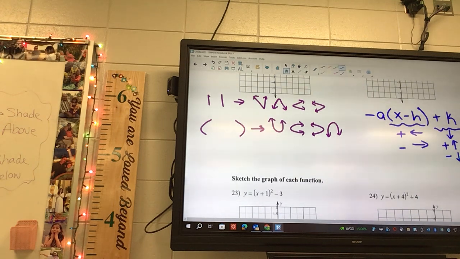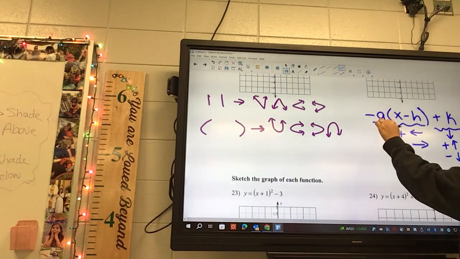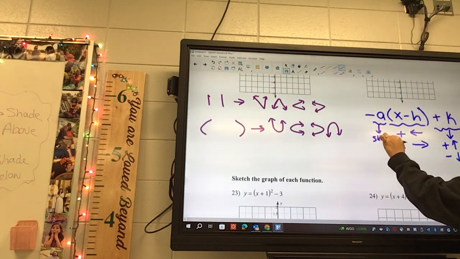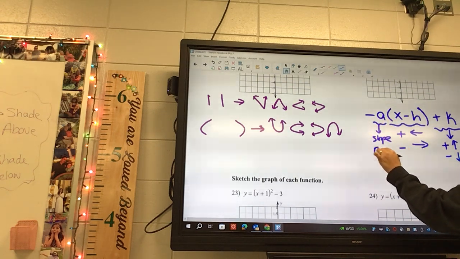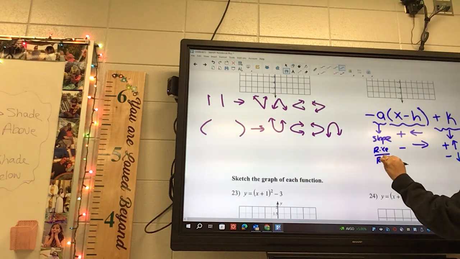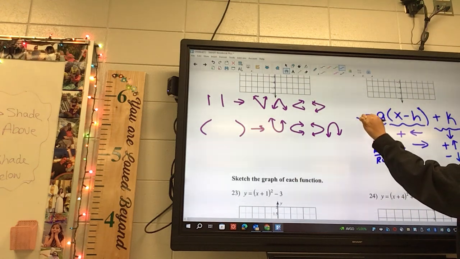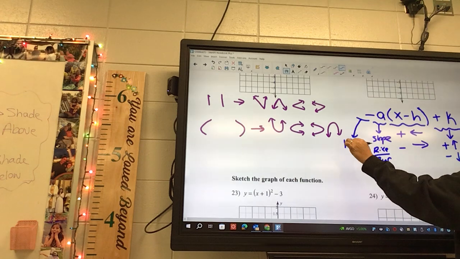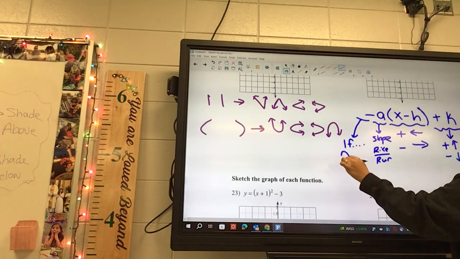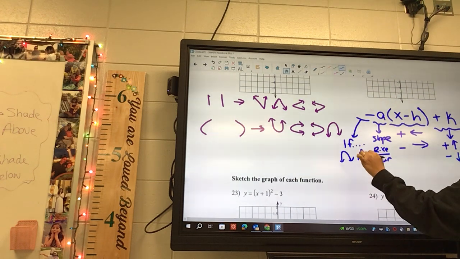Okay, if there's a number in front of the bars or the parentheses, that changes our slope, or our rise over run, our up and over, or our left and right. If there is a negative, it makes our graph open downwards, in a V or a U.